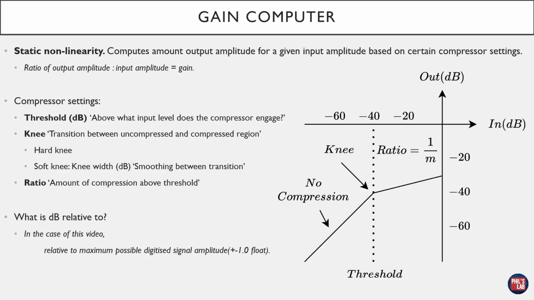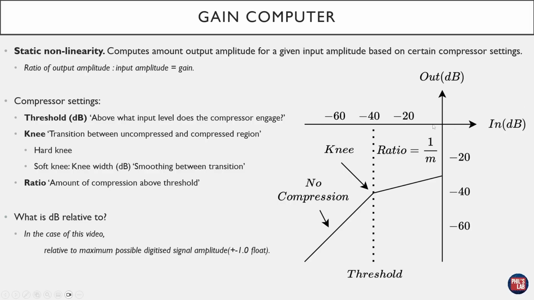The gain computer has several controls. These controls could be more or less, but these are fairly typical. One is the threshold in decibels. That's asking above what input level does the compressor engage. Then we have a knee, which is known as a transition between the uncompressed and compressed region. And knees can be hard knees or soft knees, and I'll show you the difference in just a second. And then we also have a ratio control, which is when the compressor is engaged, how much are we compressing the signal? By what amount? By what ratio? This is visualized on the graph on the right-hand side.